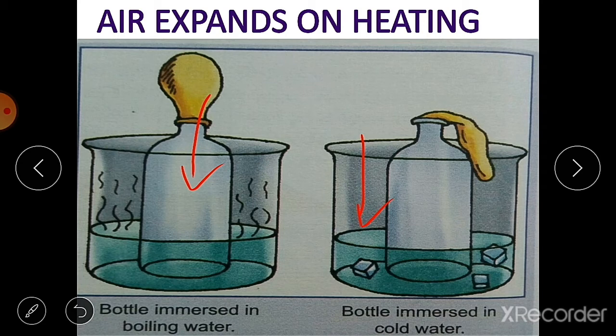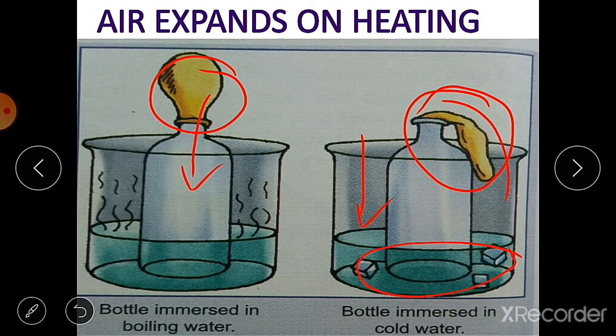Okay, and after some time, what will happen? What will be the observation? You can see that the bottle which is immersed in boiling water, here the balloon is inflated. Okay, this balloon is inflated, and in the bottle which is immersed in cold water, the balloon gets deflated. Here the inflated balloon is there, here the deflated balloon is there.